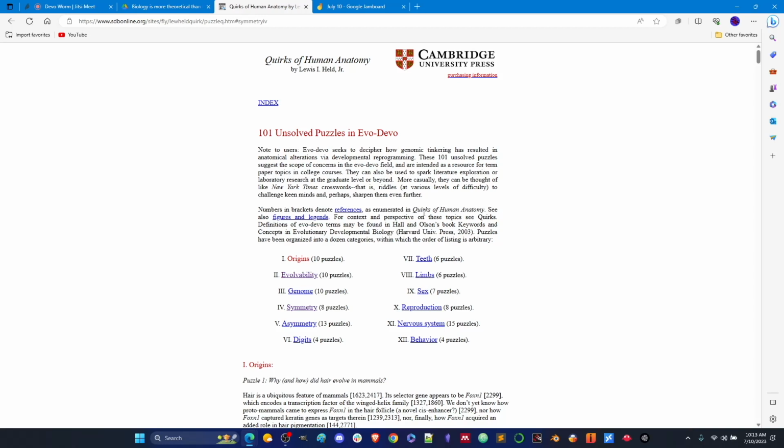These numbers in brackets note references as enumerated in Quirks of Human Anatomy. For context and perspective on these topics, see Quirks. Then there are definitions of EvoDevo terms. There's this book, Keywords and Concepts in Evolutionary Developmental Biology, which is a good book if you're interested to know the jargon of that area of EvoDevo. They have a lot of things on evolution and development. It's a good introduction to that area. And they're putting these together from these two sources largely.